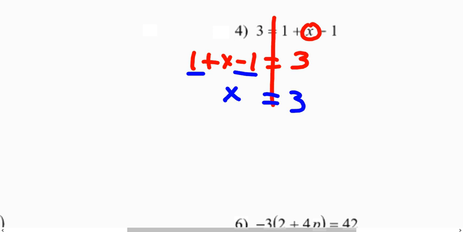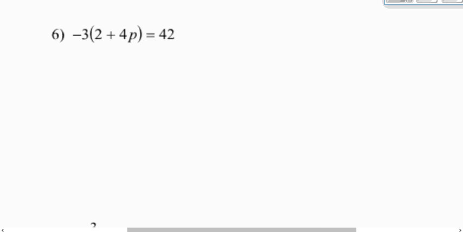Okay, so that was a little bit of a warm-up. Let's get going into the distribution part. All right, so I see some parentheses, which means I have to distribute. Distributing means that if I have a number out in front of the parentheses, like I do right here, I have to multiply it to everything on the inside. So what's going to happen is this negative 3 is going to have to get multiplied to that positive 2. So watch your signs here. It's very important. I've got a negative 3 times a positive 2. That's going to give me a negative 6.